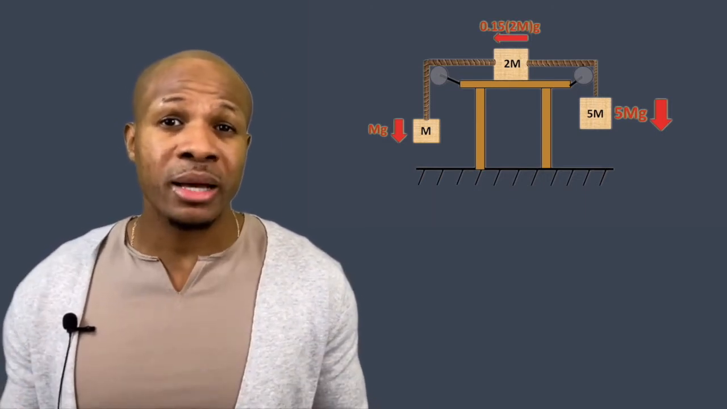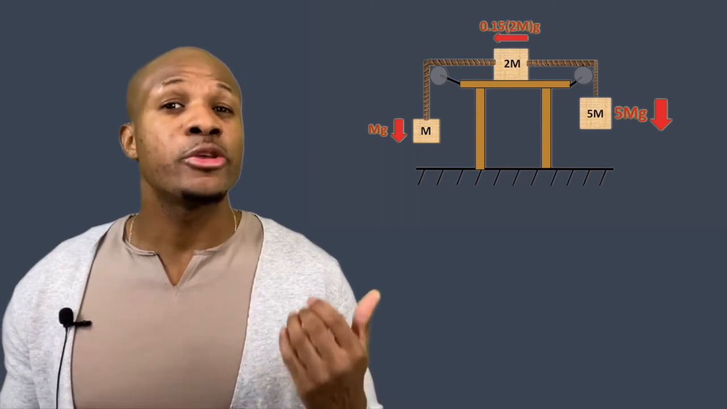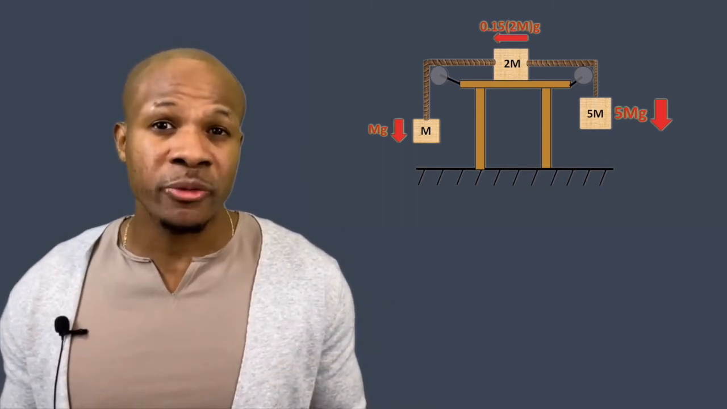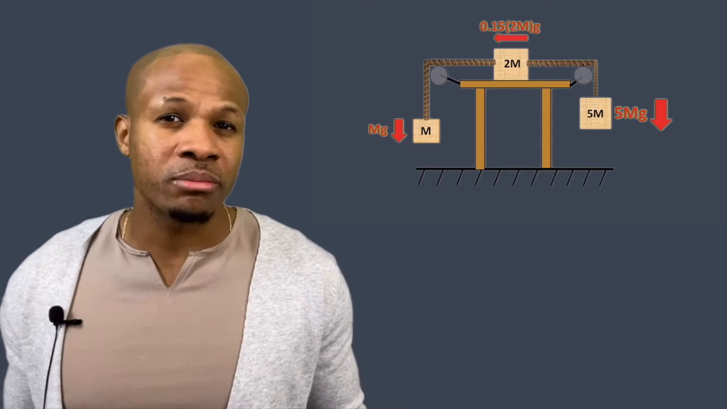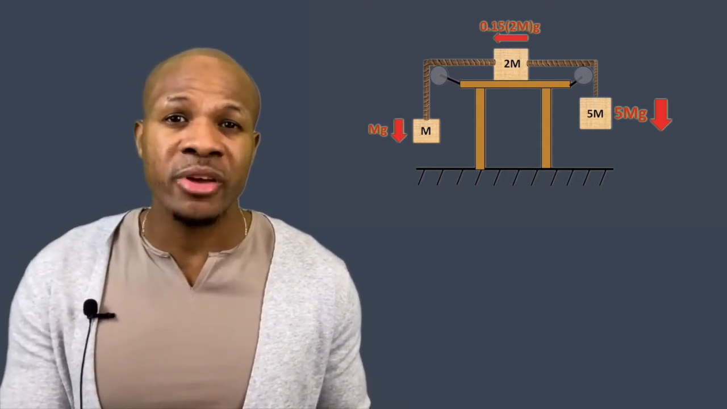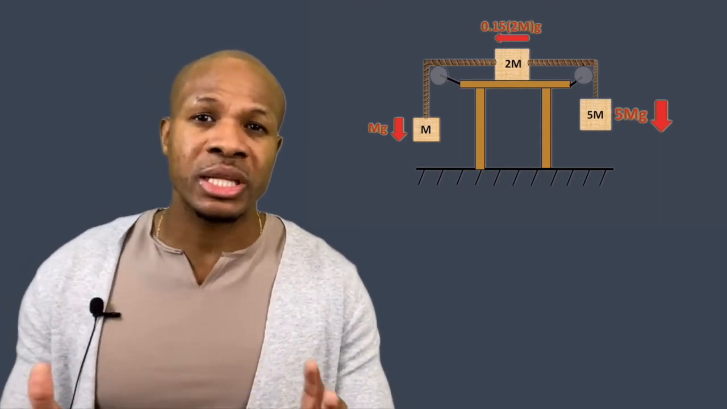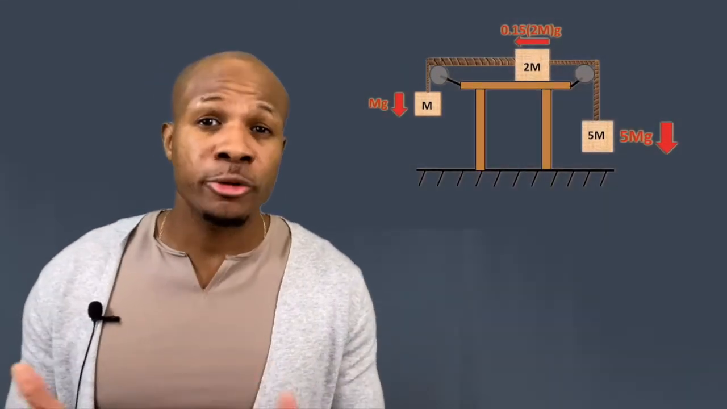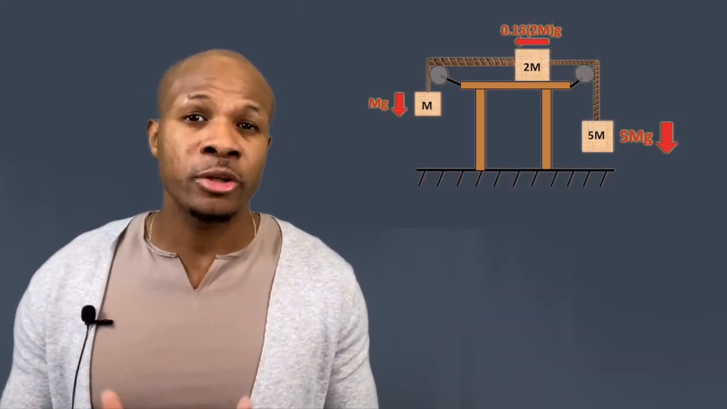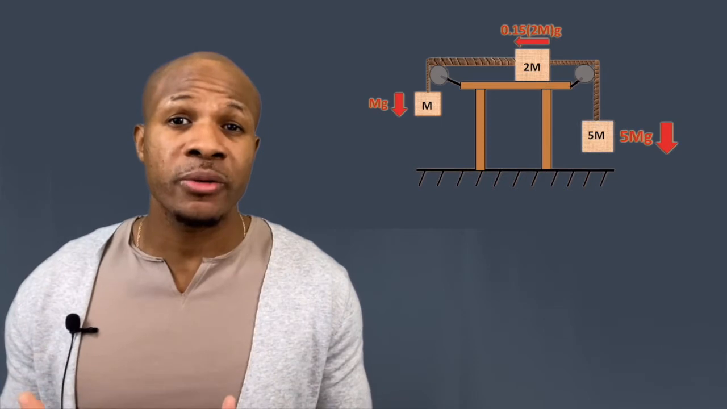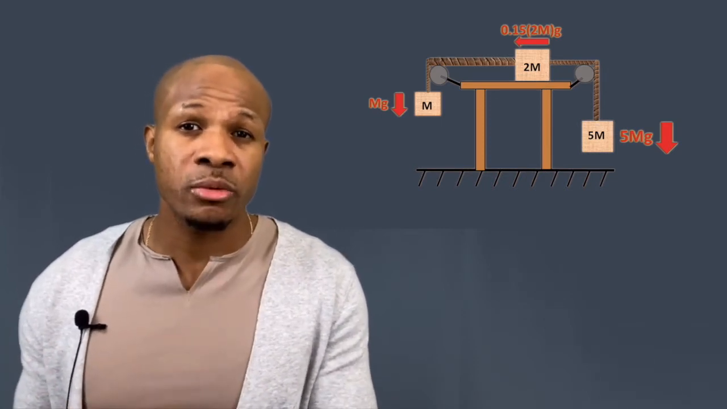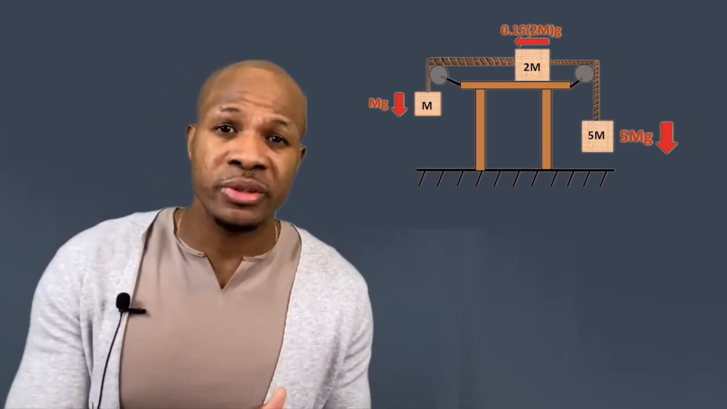You have a light block of mass m on the left side, and you have a heavy block of mass 5m on the right side. So which one is going to win? Clearly the heavy block, the 5m block. So this system is going to slide down to the right side, and it's going to be slowed down by the frictional force acting on the block on the table. And what we're trying to figure out is, what is the acceleration with which this system is going to be shifted to the right side?